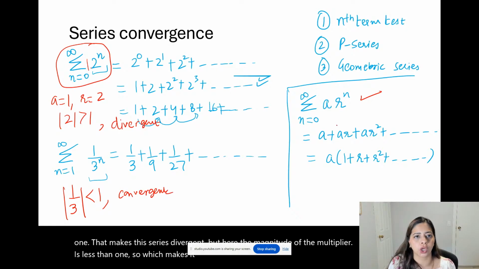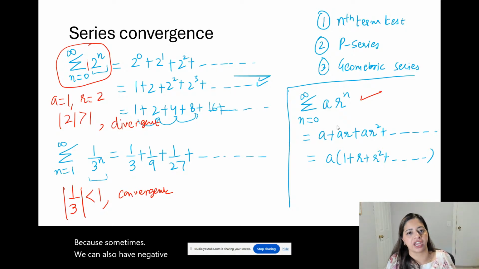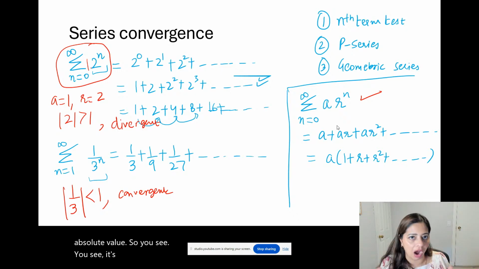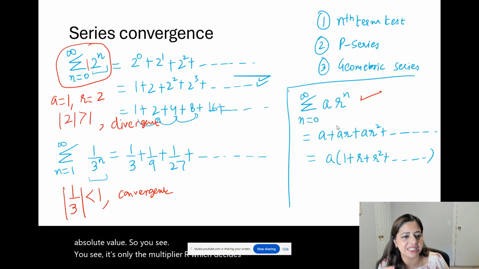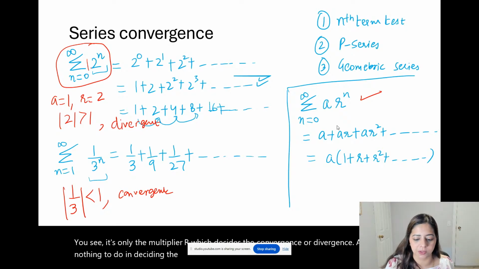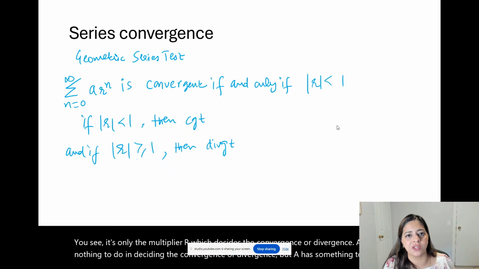Now, why are we talking about magnitude? Because sometimes we can also have negative multipliers. So in order to take care of that, we have to use the absolute value sign. So you see, it's only the multiplier r which decides the convergence or divergence. a has nothing to do with deciding the convergence or divergence. But a has something to do with the sum of the series.